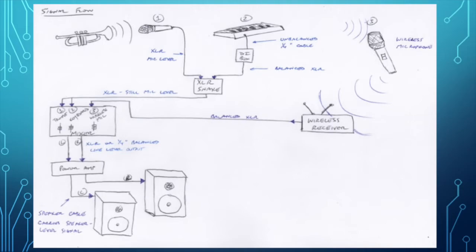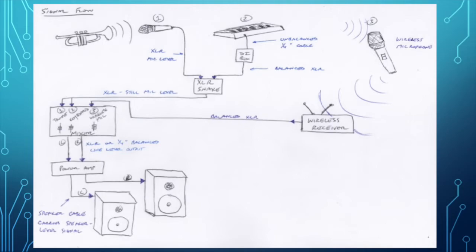We also have this wireless microphone that's sending a radio frequency or radio wave. That radio wave is getting picked up by our wireless receiver, which is then outputting balanced XLR going into our mixer. We mix our signals together. We get a balance that we like. It goes out of our mixer as a stereo pair, left and right, going into a power amp.